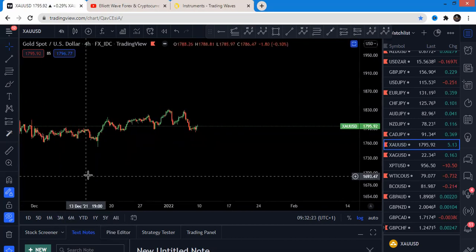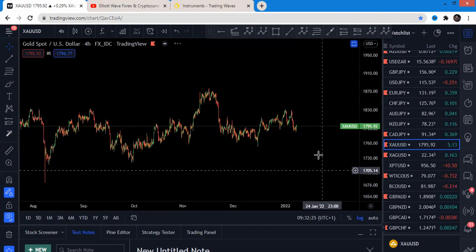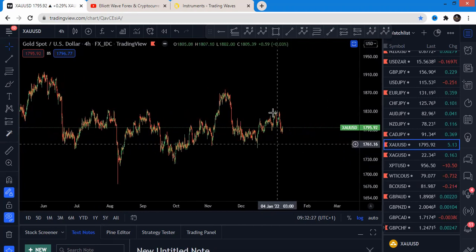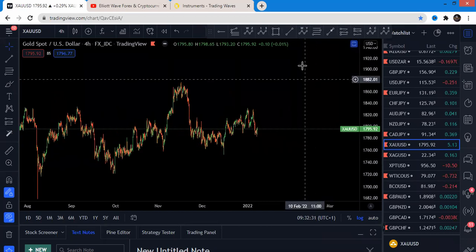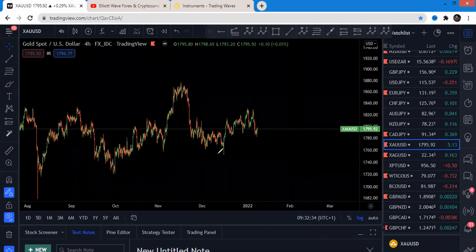So usually when there's uncertainty in the market, that's what you will see. You will see the yen pairs dropping and gold pushing up higher. So there's relatively calm in the market at the moment. So let's have a look here.